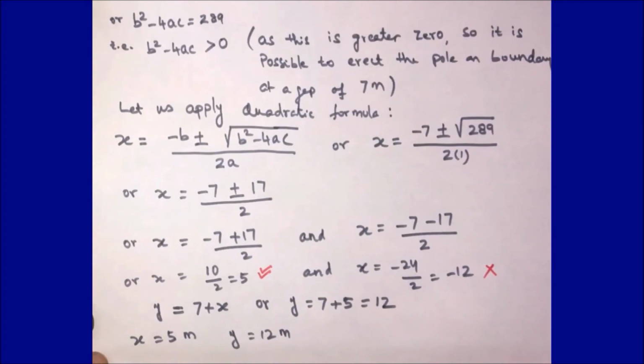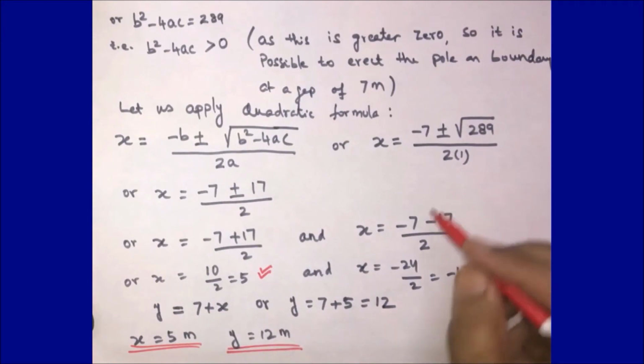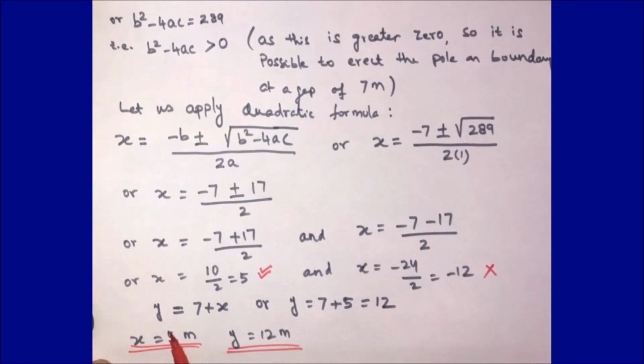So guys, we could easily say that we can erect the pole from gate B with a distance of 5 meter and from gate A at a distance of 12 meter. That means B to the pole distance is 5 meter, A to the pole is 12 meter. That's all guys. This is what the question asks us, and we are able to find out the distance of the pole from the two gates. One is 5 meter and the other one is 12 meter.